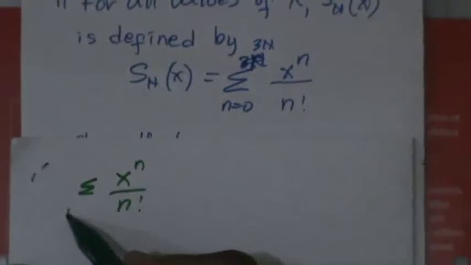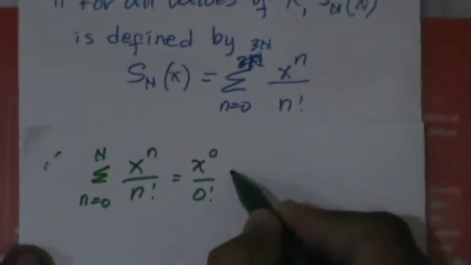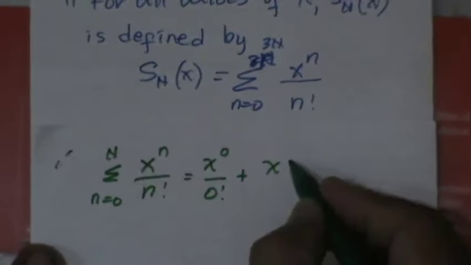So if, for example, you have the sum of x to the n over n factorial from n equals 0 to capital N, what it means is that n begins with 0, so that is x to the 0 over 0 factorial, plus x to the 1 over 1 factorial, plus x squared over 2 factorial. So that is the meaning of that, and so forth and so on.